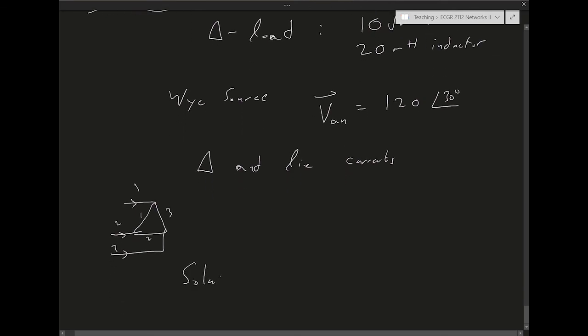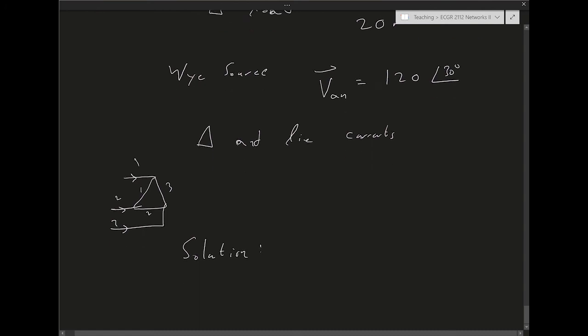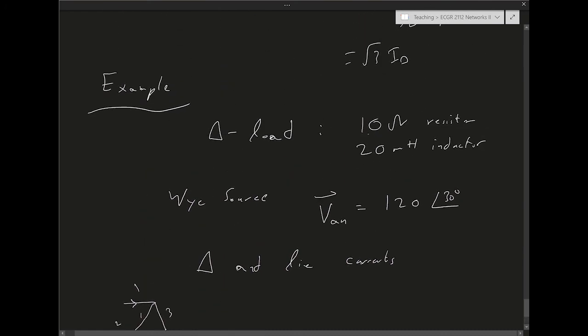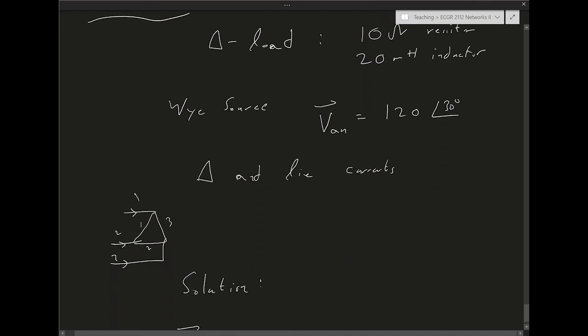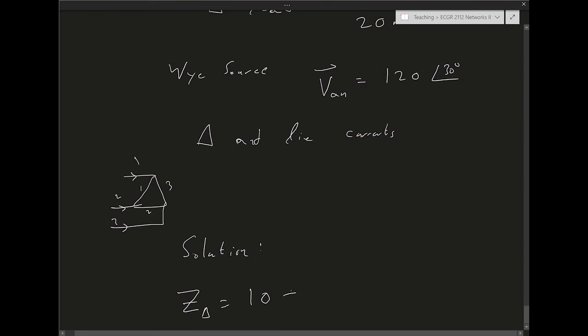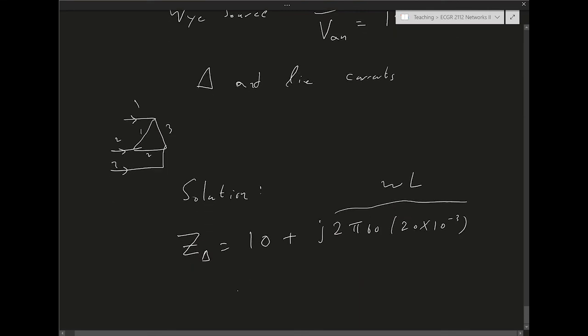Okay, so solution. We are directly given the impedance for the delta load. So Z delta is just a resistor plus J omega L, so 2 pi 60 times 20 millihenry, 20 times 10 to the minus 3, this is omega L. If you crunch the numbers, you get 10 plus J 7.54 ohms.